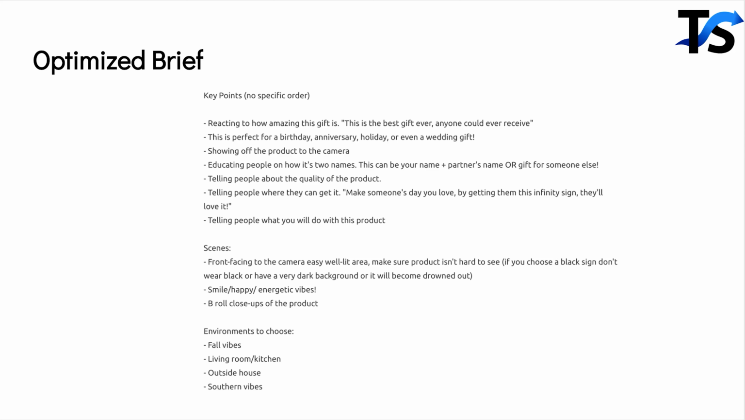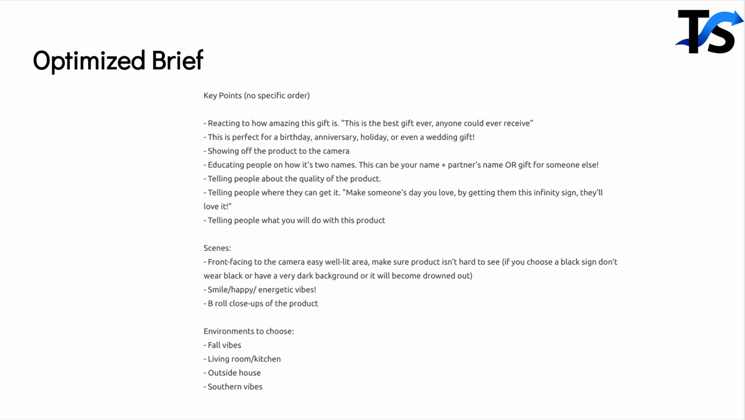Front facing to the camera, easy, well-lit area. Make sure your product isn't hard to see. Smile, happy, energetic vibes. B-roll, close-ups of the products. So I'm being a little bit more specific as well. Environments to choose: here's some of your options. Fall vibes, living room, kitchen, outside house, southern vibes. So I'm giving some vibes so they can categorize anything that falls within that.